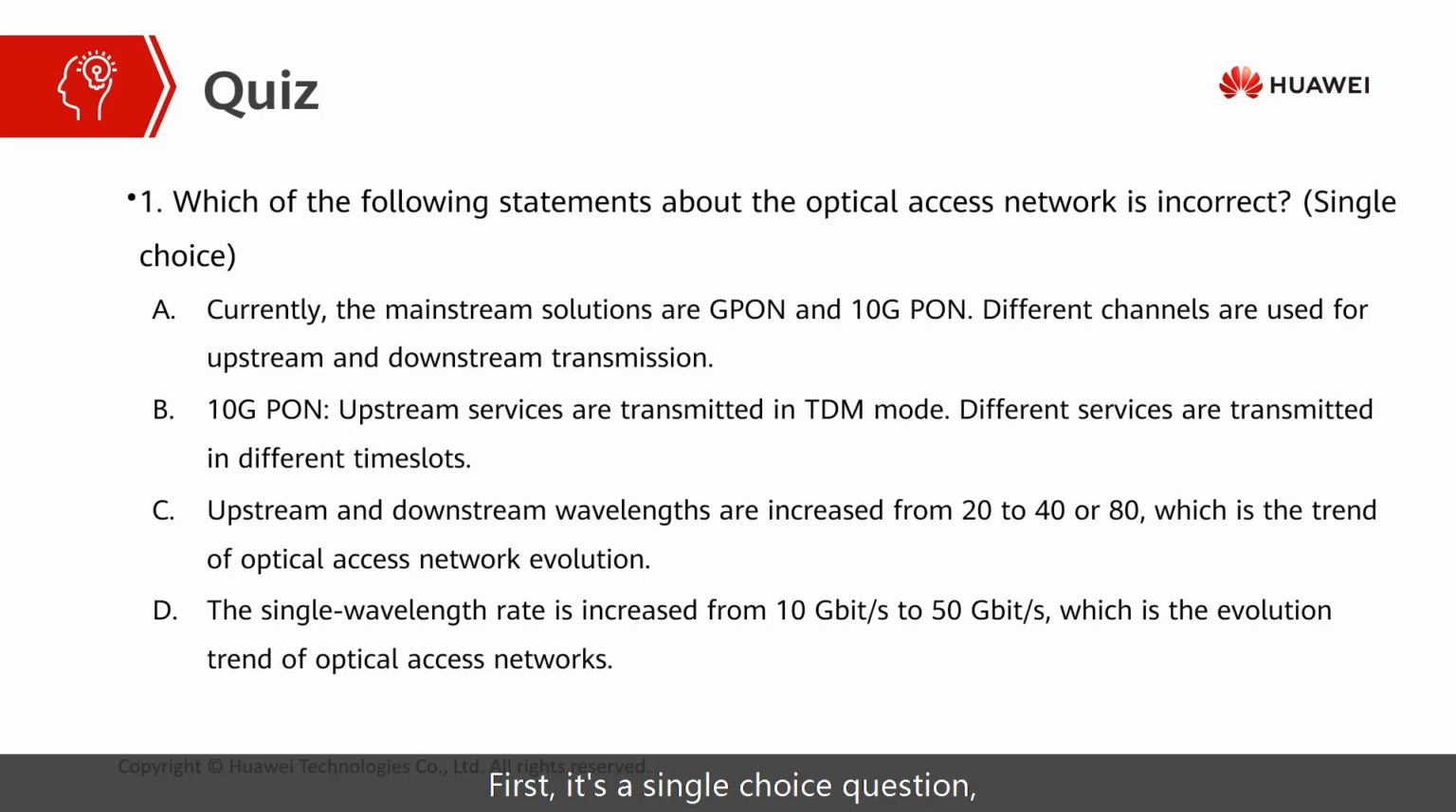First, it's a single choice question. Which of the following statements about the optical access network is incorrect? Options A, B, and D are all correct. Option C. Currently, the optical access network uses two different channels in the upstream and downstream direction, and the future evolution direction is to upgrade to 4 or 8 channels. So the answer should be C. We don't have 20, 40, or 80 wavelengths. That's already the DWDM solution.